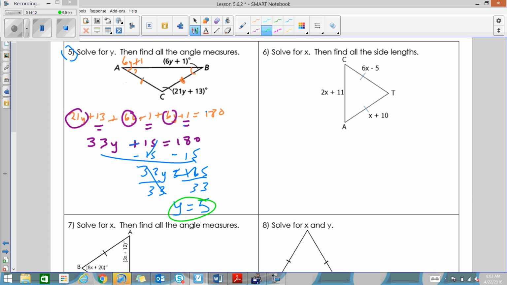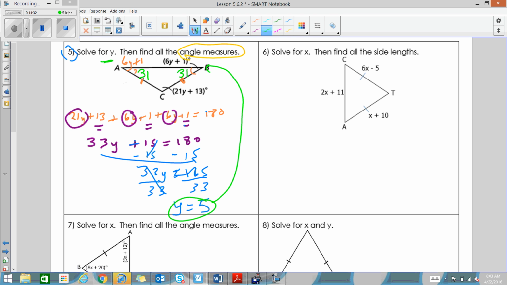All right, we want to know what the value of y is. Now, we want to find all of our angle measures. So what we're going to do is we're going to take this 5 and we're going to substitute it back in. Let's put this first back into angle B. So 6 times 5 is 30 plus 1 is 31, which means angle A has got to be 31.